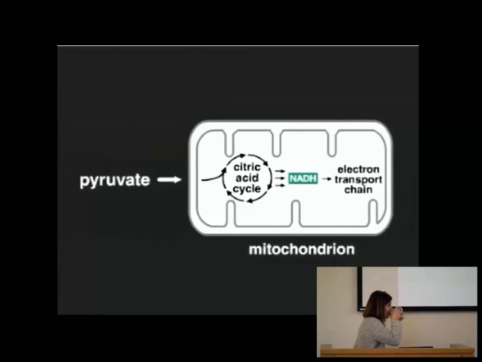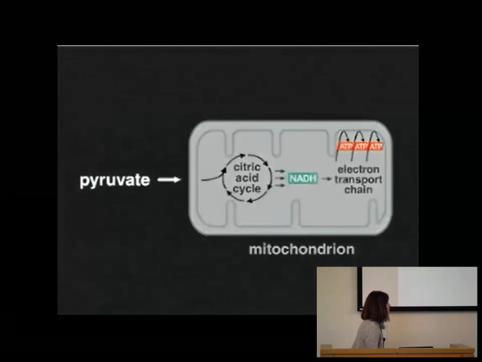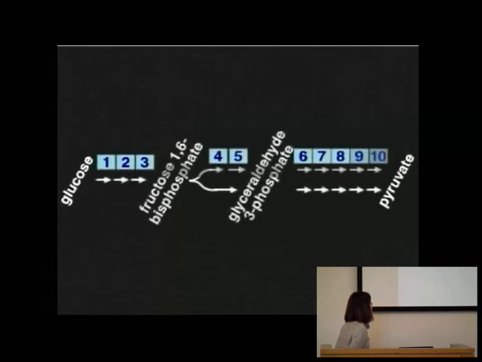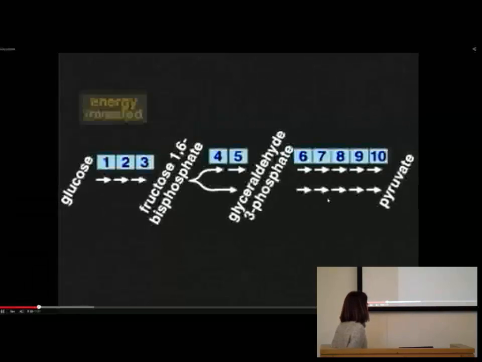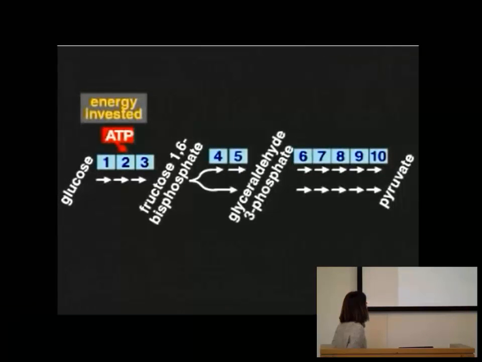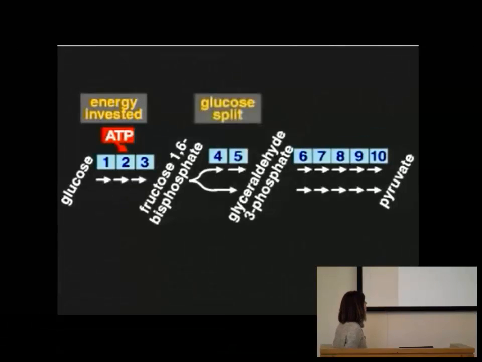Glycolysis involves a sequence of 10 steps. In the first 3 steps, energy in the form of ATP is invested to be recouped later. So we're putting money in. In the 4th and 5th steps, this energy allows glucose to be split into 2 smaller molecules from which energy can be harnessed efficiently. And in the last 5 steps, energy is released stepwise as ATP and NADH. We're getting our money back.